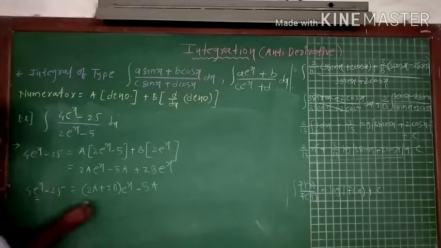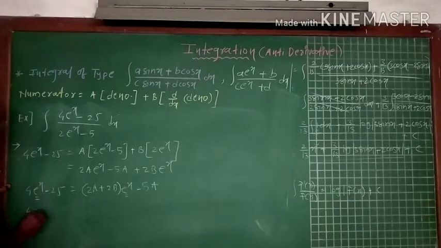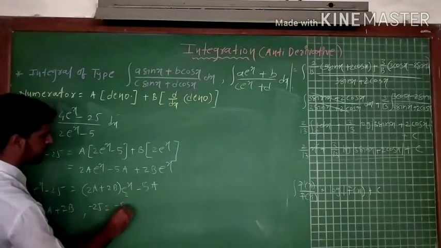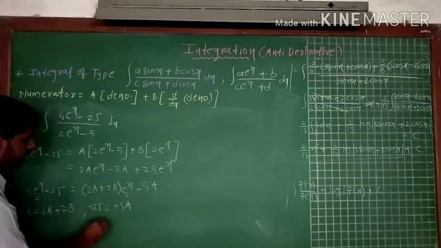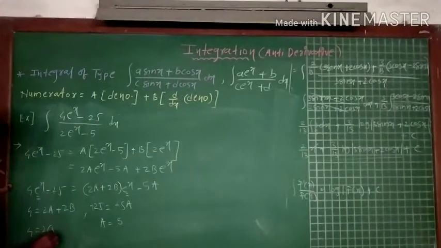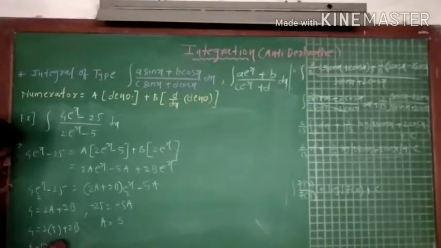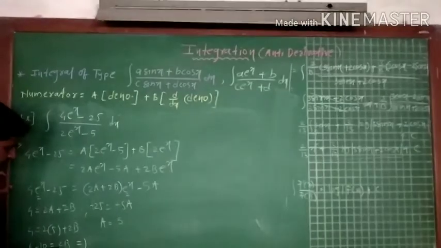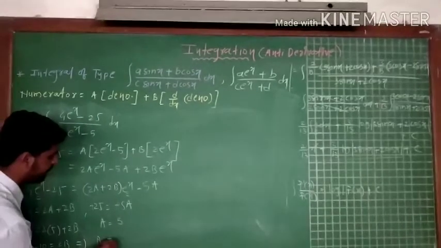Then compare the coefficients of e^x. 4 is the coefficient of e^x, and 2a + 2b is the coefficient of e^x. Then here −25 is the constant term and here −5a is the constant term. So from −5a = −25, a directly you will get 5. If I put that 5 here, I get 4 = 2 into 5 plus 2b. 2 into 5 is 10, so 4 − 10 = 2b. What is the value of b? 4 − 10 is −6, and −6 divided by 2 gives b = −3.